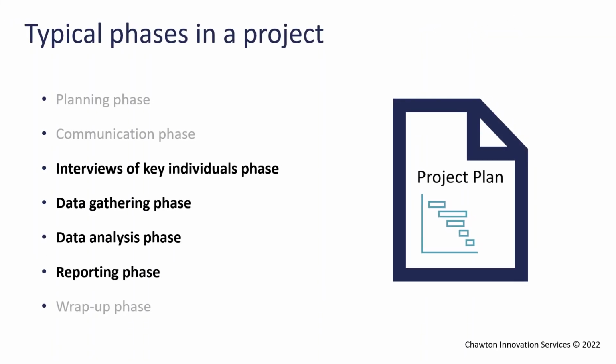The typical phases in an IP risk management assessment project are planning, communication, interviews of key individuals, data gathering, data analysis, reporting, and wrap-up. Rowan adds tremendous value in the highlighted phases.